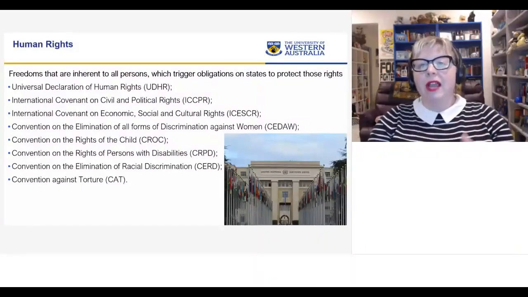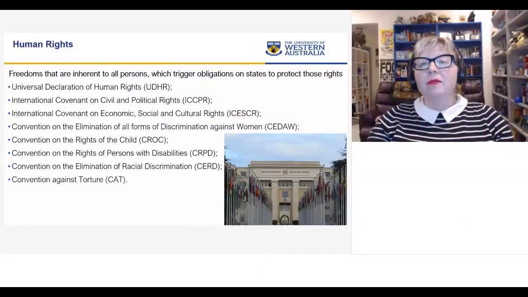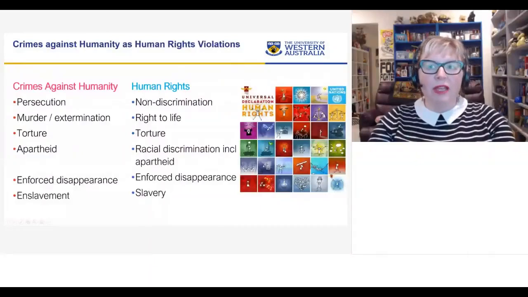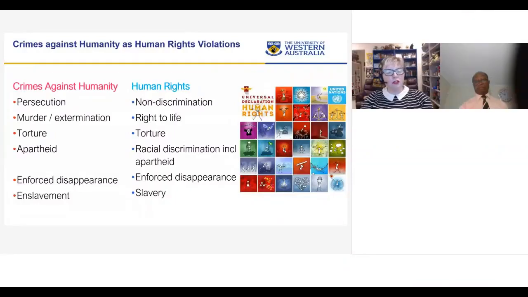So I wanted to take a look now at how the three atrocity crime categories overlap with human rights. Crimes against humanity include some of the most serious human rights violations, many of which appear in not only general human rights treaties, but also in specialised human rights treaties. So, for example, apartheid, torture, enforced disappearance, and persecution. Therefore, the role of human rights is fundamental as it provides a means for regulating state behaviour through obligations not to commit such violations, and also a mechanism for state accountability through treaty and sometimes customary international law. For example, the prohibition on torture is considered customary international law.